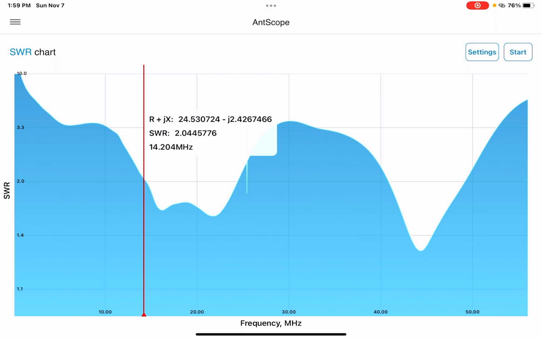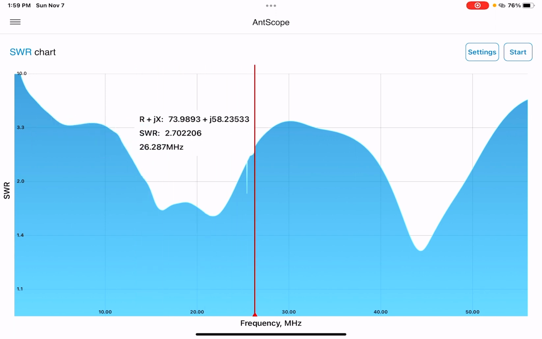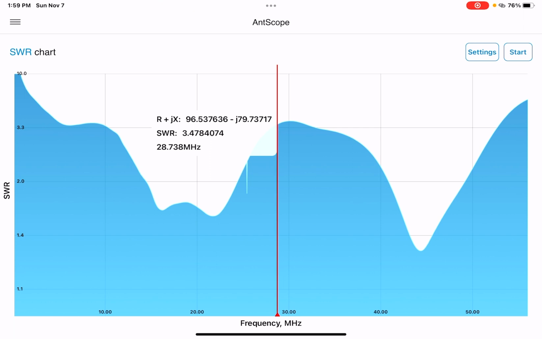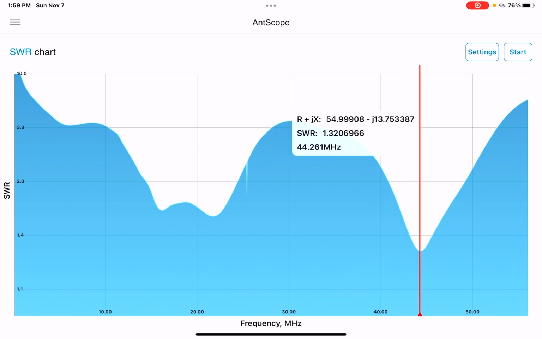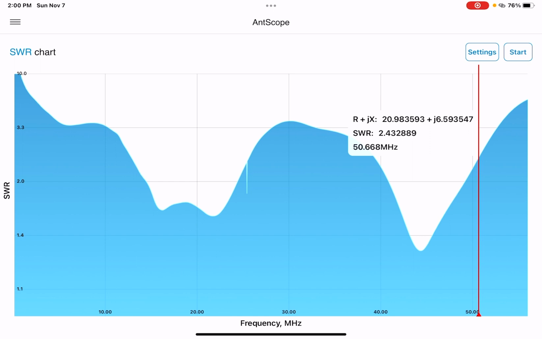Now, if I go over here at 14.20 megahertz, which is the phone area SSB for 20 meters, look at that, an SWR of 2.0, which is beautiful. Very acceptable, don't need a tuner. And you can see from 13.6 to about 25.29, that range has an SWR below 2.3. And then you go here at 28, you go into the threes, and then there's a dip over here close to 50, but this is at 44.26, which is a 1.3 SWR. So if you go to 50 megahertz, all of 50, it's below 3.